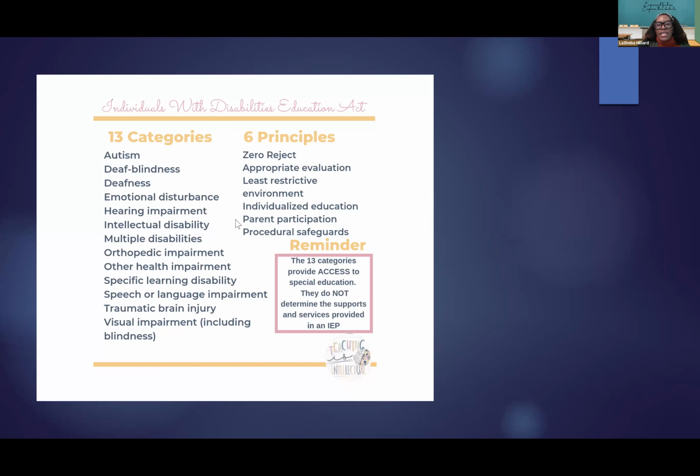All right, so here are some things that I know you're probably familiar with, but just make sure that you take note, because, like someone said earlier about autism, you really need to dive deeper into autism. So let's go ahead and get started with the SPED workshop. So here are 13 categories: autism to blind or visual impairment, and also zero reject.